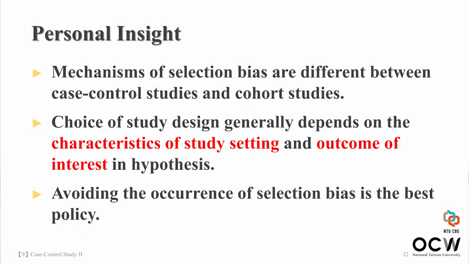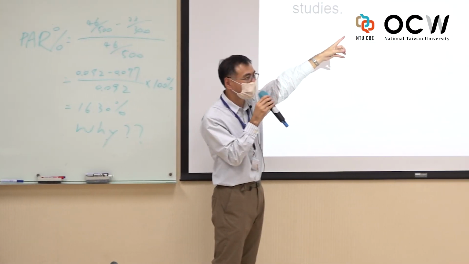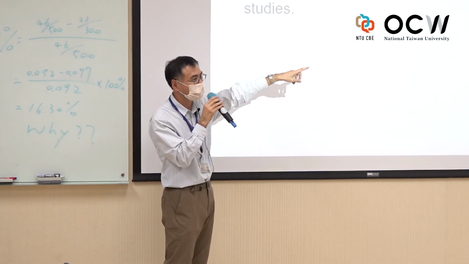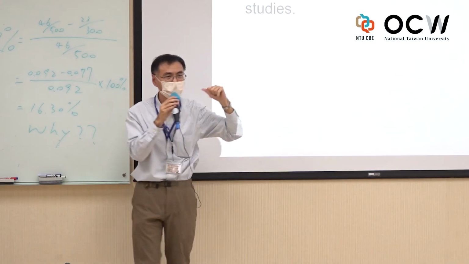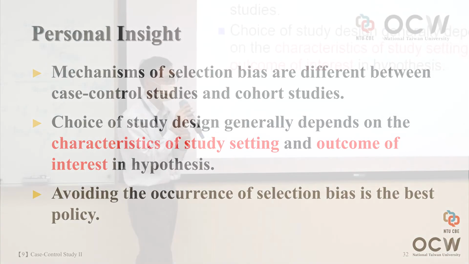Personal insight. Mechanisms of selection bias are different between the case control study and the cohort studies. Okay, it's about the mechanism. Why does selection bias happen differently in the case control study and cohort study? That's because the mechanism is different. And the choice of study design generally depends on the characteristics of the study setting, like the mobile story, and the outcome of interest in the hypothesis.